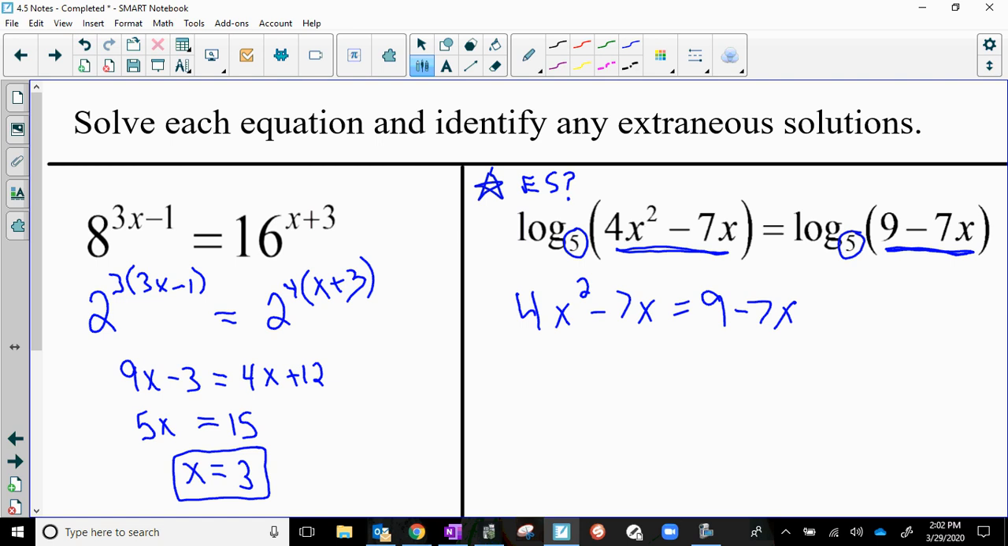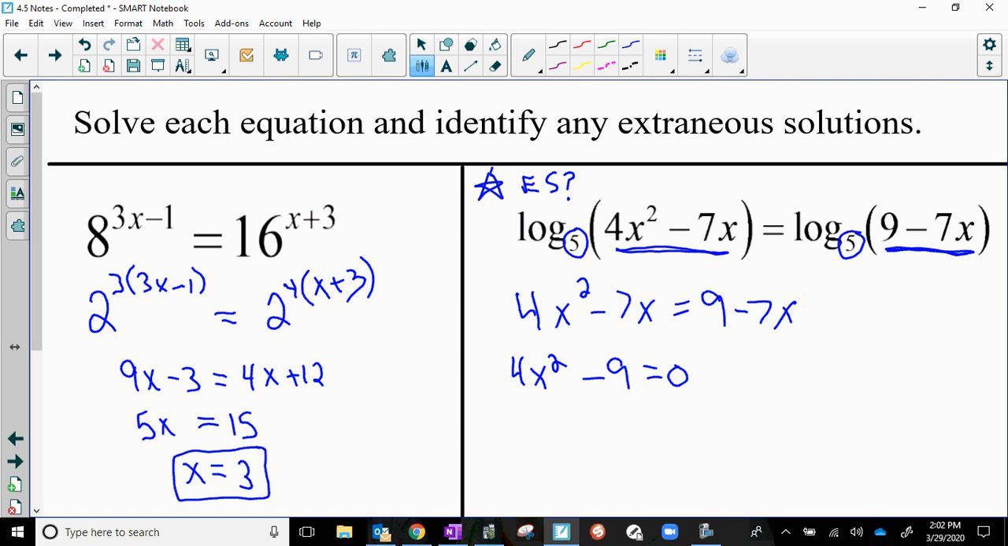All right, we've got an x and an x squared, so I'm going to move everything to one side and solve by factoring. I'm going to leave the 4x squared alone. I'm going to add the 7x over, which cancels out that 7x, and then I'm going to subtract the 9. Now, you could say, hey, I see x only once and use the order of operations and isolate.